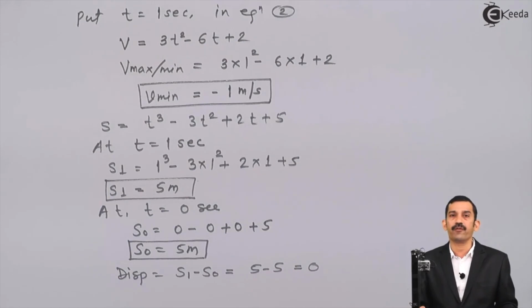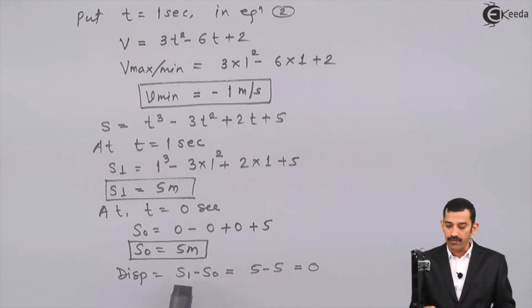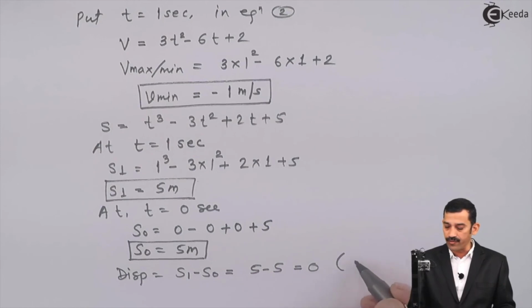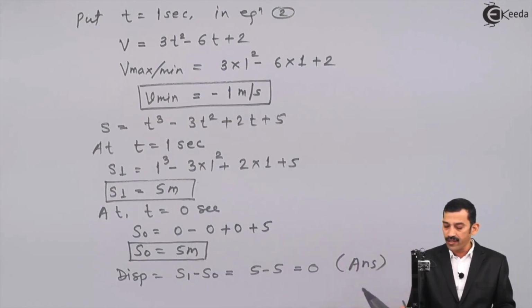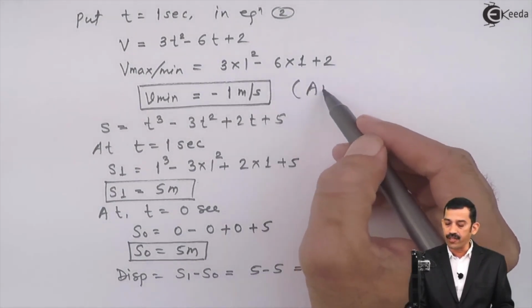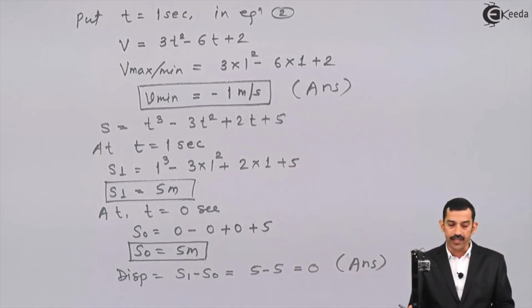So displacement 0 is also possible. This is possible when the particle changes its direction of motion. Maybe initially velocity is in the rightward direction. Somewhere between 0 and 1 second, the particle changes its direction of motion and again passes through the same initial position as when t was 0. Then the final position and initial position are the same and displacement is 0. This is your answer. This is the first answer, the minimum velocity, and then the displacement.